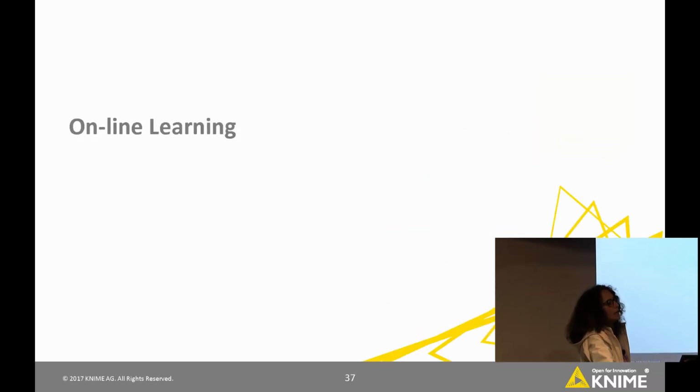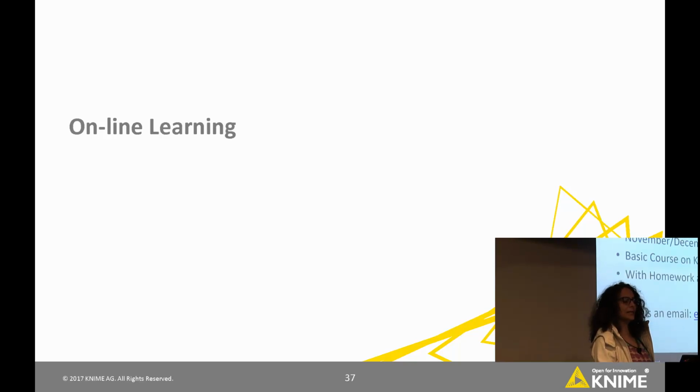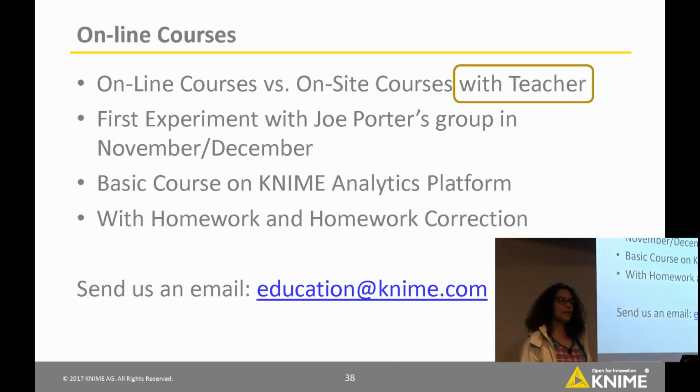Online learning. We have started an experiment. It's going to be an online course, so it's not like the e-learning course where you have videos and you just learn by yourself. It's going to be a real course with a teacher, but it's only going to be remote. So it's an online course. The first experiment we will run with Joe Porter's group in November, December. It's 4 modules, 1 hour each, with exercises. So we do this 1 hour explanation, then we assign exercises.